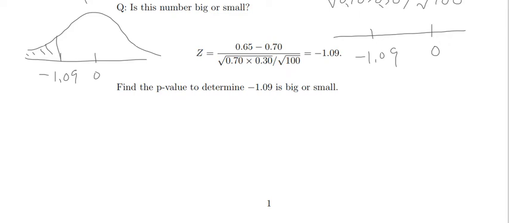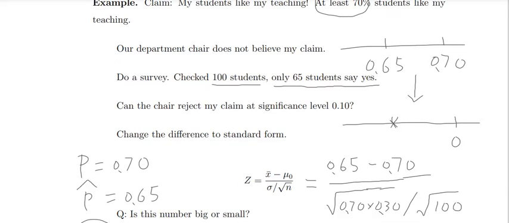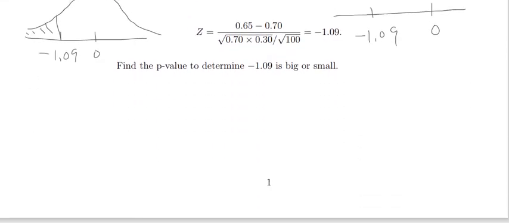Also we can find the cutoff point, or the critical value. We call it the z critical value. From the z table, we find this cutoff point such that this probability is, let's say, 0.10.